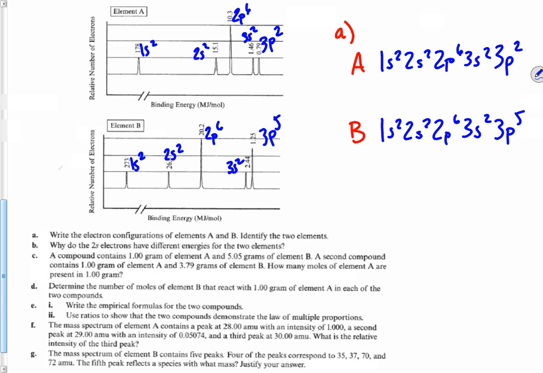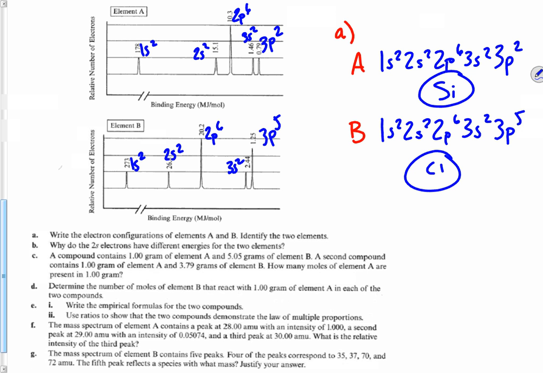So if we identify these, all we've got to do is continue to remember some things that we learned a long time ago. That's why they're harder to bring back. You have the p block. 3p2 would be silicon, and 3p5 is chlorine. Okay.